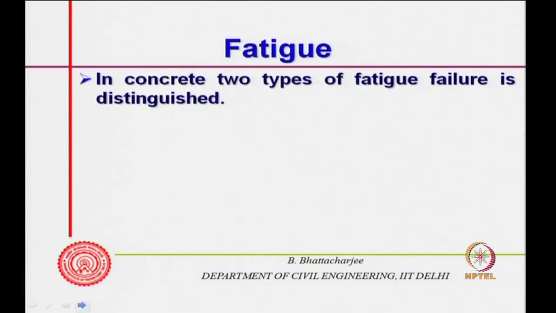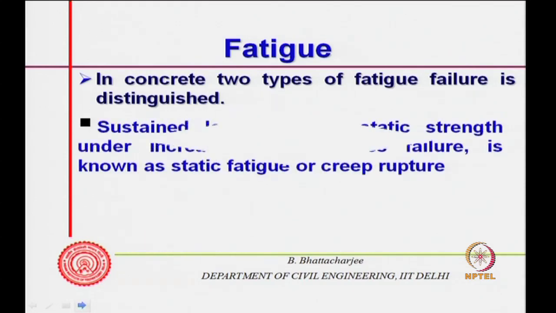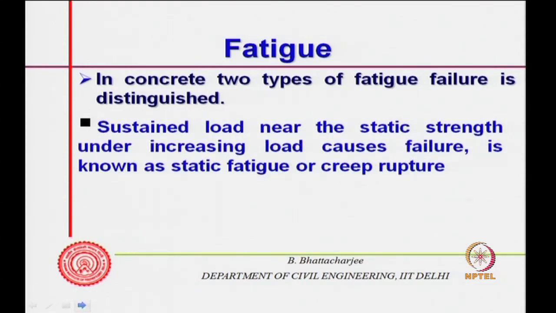Now, in concrete, two types of fatigue failure are distinguished. The one, you see, is sustained load near the static strength, where increasing load causes failure.